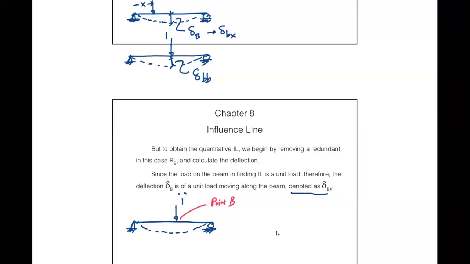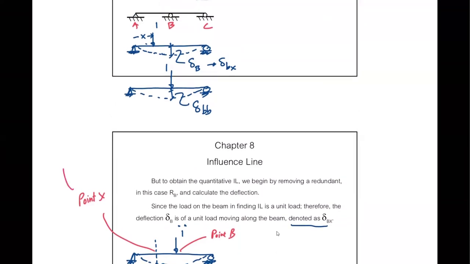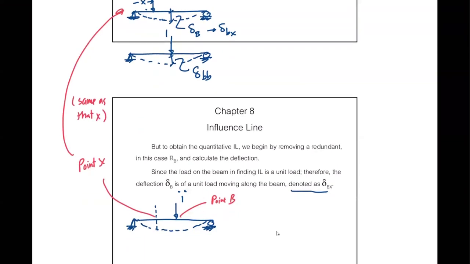And remember this point X from the first picture. Let's say this is point X, same as that X. By nomenclature, I can call this delta XB, right? Displacement at X caused by load at B.